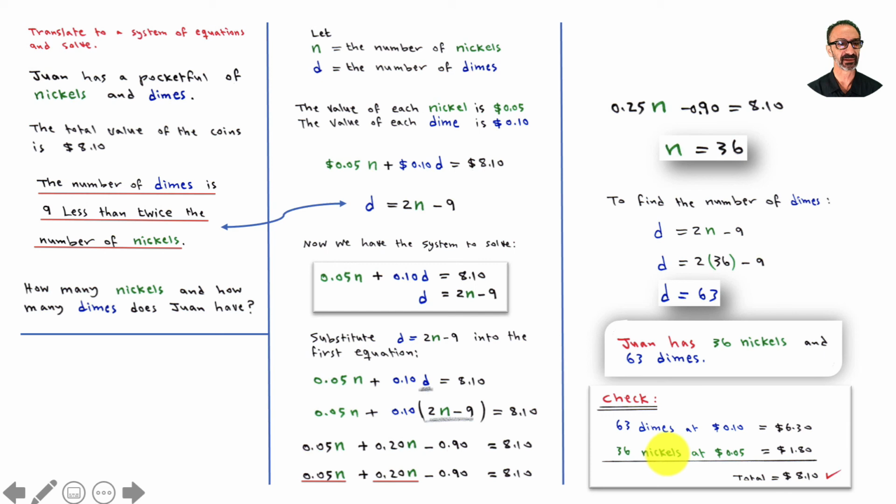So that's how much money we're getting. Think about the last problem: how much money comes from the nickels combined, and how much money it adds up adding the dimes. If you have 63 dimes, you have $6.30. Add them up, it adds up to $8.10, which makes sense because we have a total of $8.10.